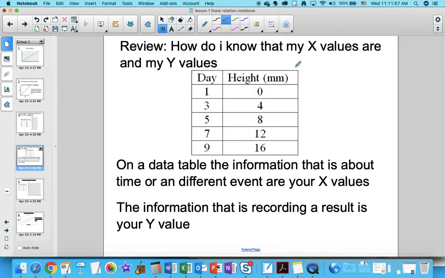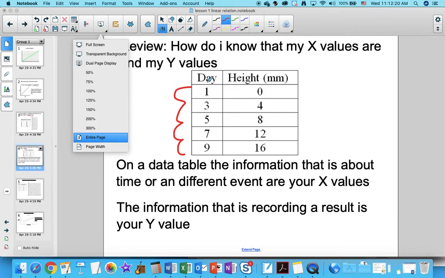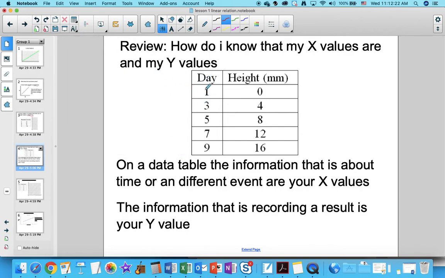So how do I know which are my x values and my y values? On a data table, the information that is about time or on a different event are your x values. So in this case, this is referring to days, so day 1, 3, 5, 7, and 9, right? Even though they're not going up by ones, you know it's a change in time. So this will be my x value. My x values will be here.